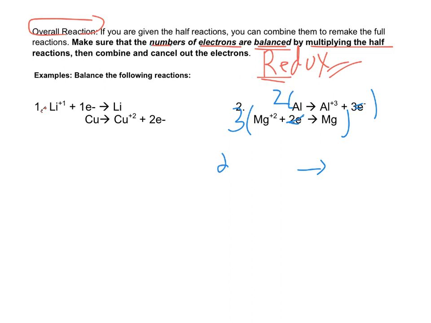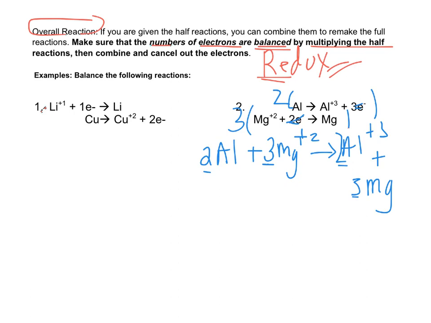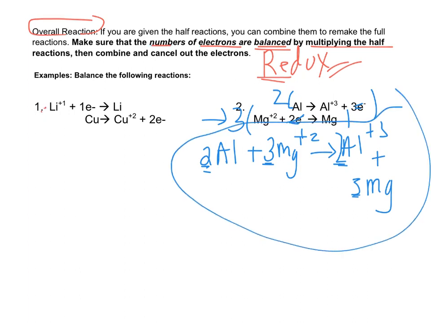So I'm going to have 2 aluminums on the left plus 3 magnesium ions. And then on the right, I'm going to have 2 aluminum ions plus 3 magnesium atoms. It's easy to forget your multipliers, but just like when you multiply the top by 2, then wherever there's aluminum, there should be a 2 in front of it. And the bottom, we multiplied by 3, so just make sure that there's a 3 in front of your magnesiums. And now you've gone back to the overall reaction.